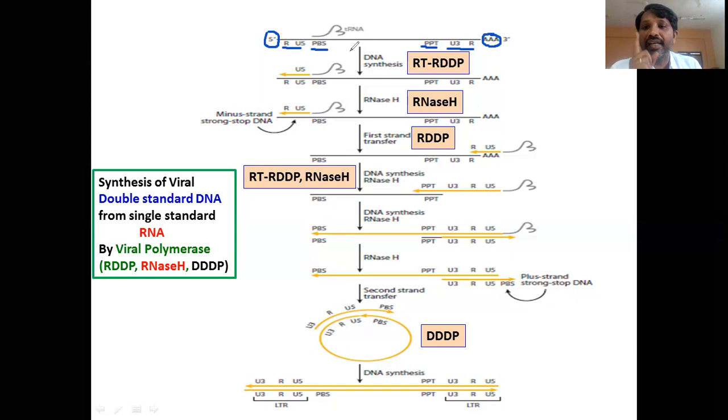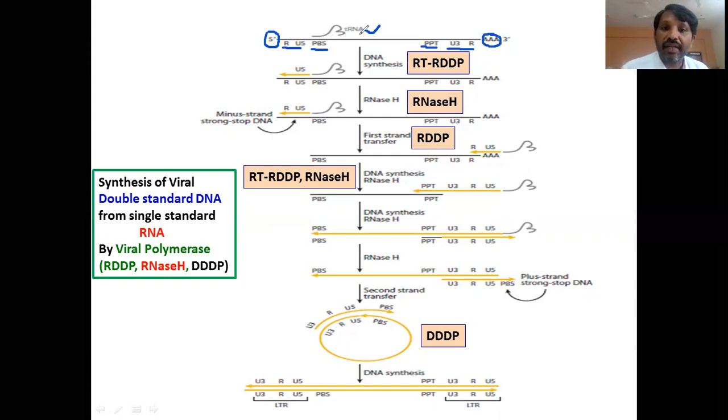So, like any other polymerase, reverse transcriptase requires a primer. Here, viral replication takes place in the host cell. Viral tRNA acts as a primer for DNA synthesis from RNA. The tRNA has a region complementary to the PBS of the minus strand of the virus, and the tRNA binds to the PBS region.